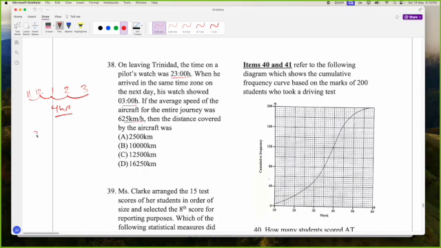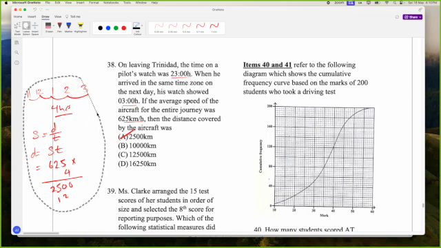If the average speed of the aircraft for the entire journey was 625, then the distance covered, remember, is just one formula. Speed is distance over time, right? So we want the distance. The distance is going to be the speed multiplied by the time, which is 625 multiplied by 4 hours. 5 fours are 20, 4 twos are 8, 9, 10. 6 fours are 24, and 1 is 25. So 2,500 kilometers.